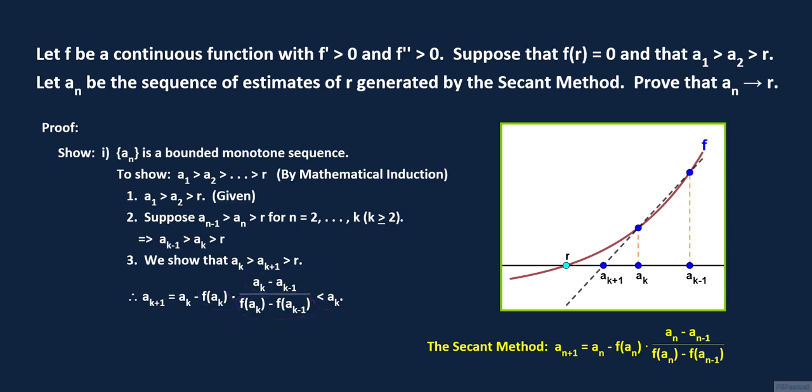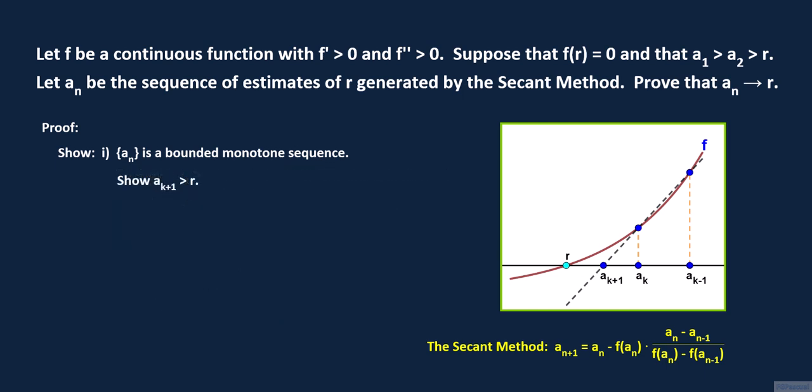To complete the induction proof, we must show that aₖ₊₁ is greater than r. We define the function g where g(x) = f(aₖ) + [(f(aₖ) − f(aₖ₋₁))/(aₖ − aₖ₋₁)](x − aₖ). g is simply the secant line through the points at aₖ and aₖ₋₁.